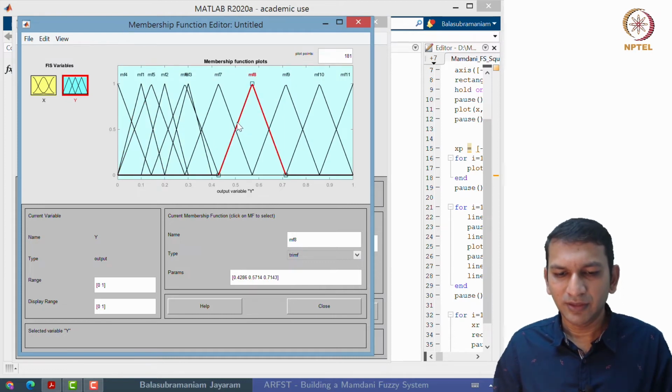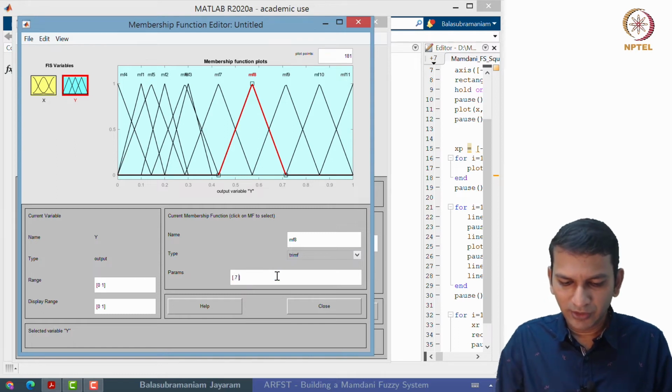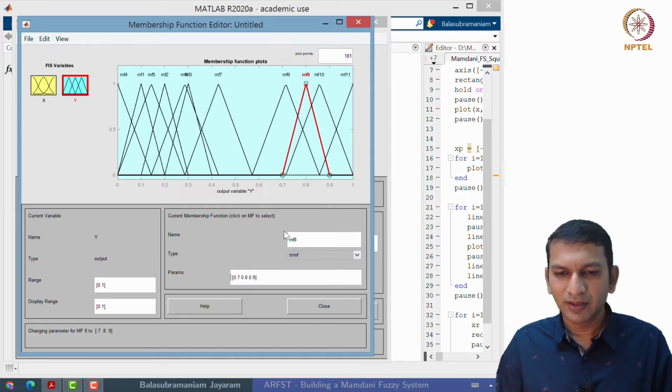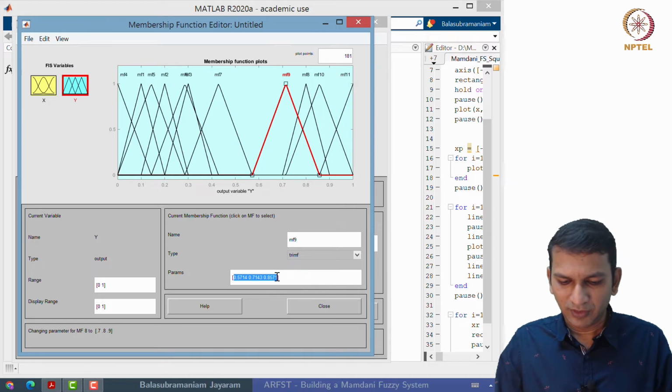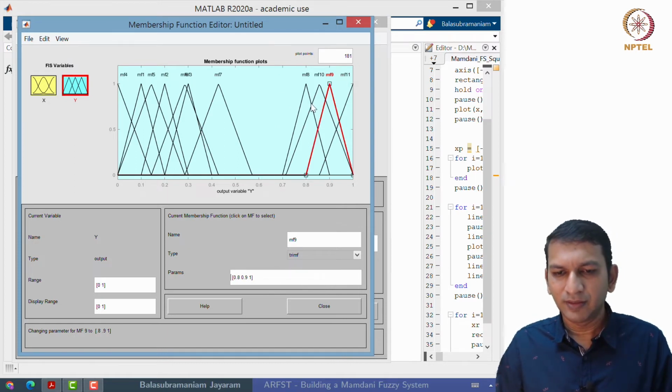So we'll start from here. It's easy. 8 it is. So that means it should be positioned at 8, 0.7, 0.8, 0.9. 9 is 0.8, 0.9, 1. We have seen that it has to be positioned at 1, and so it saturates at 1.